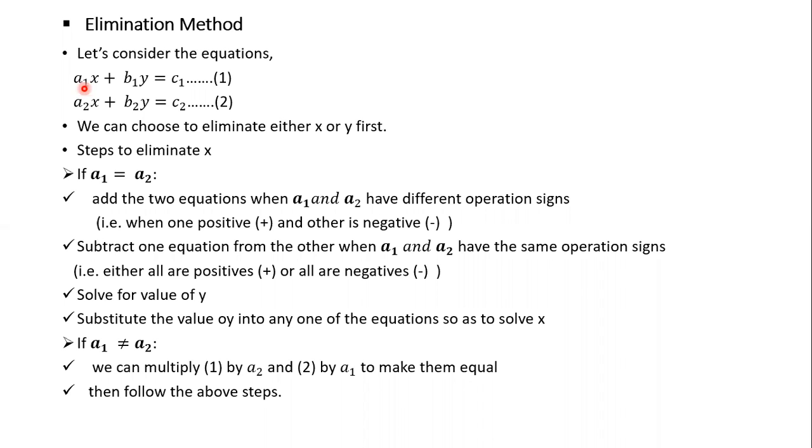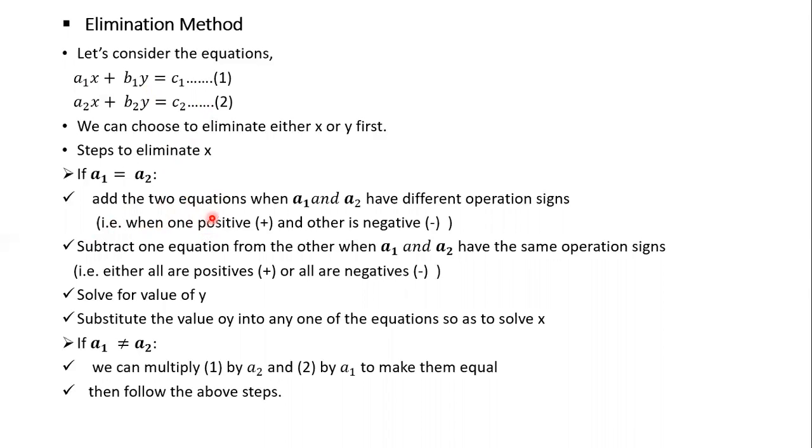Again, if a1 equals a2, then we can add the two equations when a1 and a2 have different operation signs. That's when one is negative and the other one is positive. Then we add the two equations to get rid of x, or to remove x. Good.